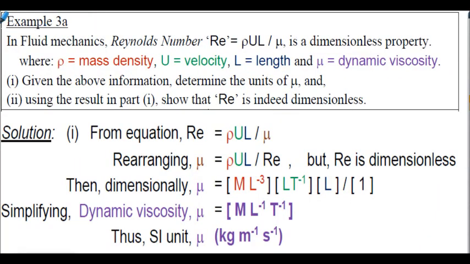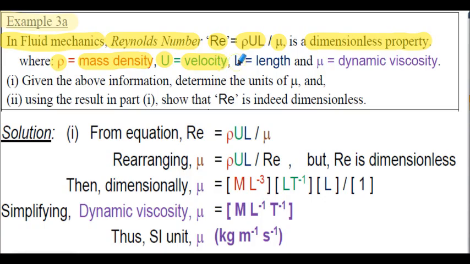Here's another example, example 3a. In fluid mechanics, Reynolds number, denoted Re, is equal to rho multiplied by U multiplied by L divided by mu. And this is a dimensionless property. We're given that rho is equal to mass density, U is equal to linear velocity, L is equal to length of pipe probably, and mu is equal to dynamic viscosity.